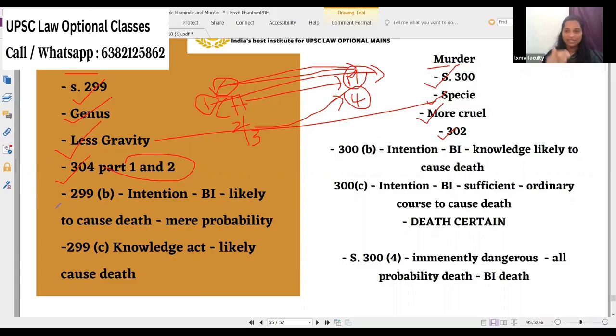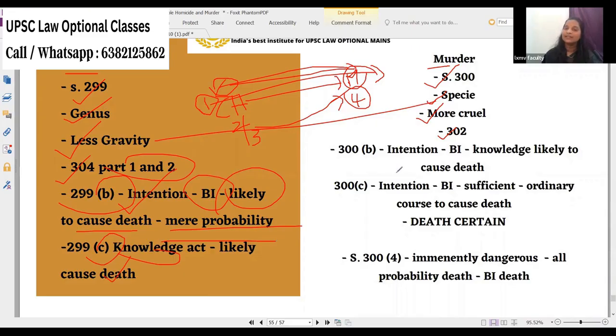So now we'll differentiate the clauses. 299 clause B. I don't say clause B. It is the second limb. There are no clauses in 299. It is the second limb. You see, there must be an intention to cause a bodily injury which is likely to cause death. And the third limb says you have a knowledge to do an act that is likely to cause death. The likely we are talking about here is a mere probability of causing death. Mere probability means you know that it may result or it may not result.